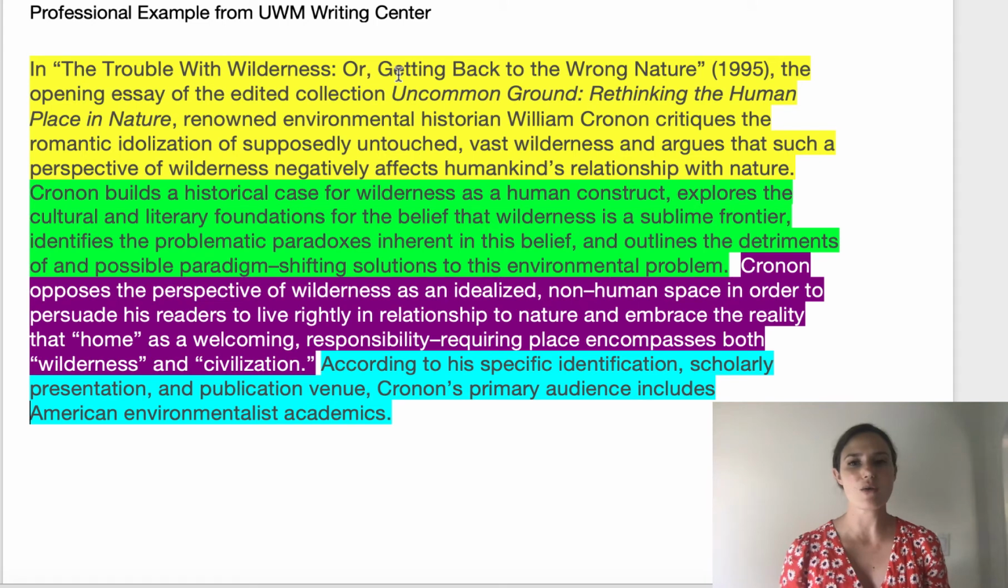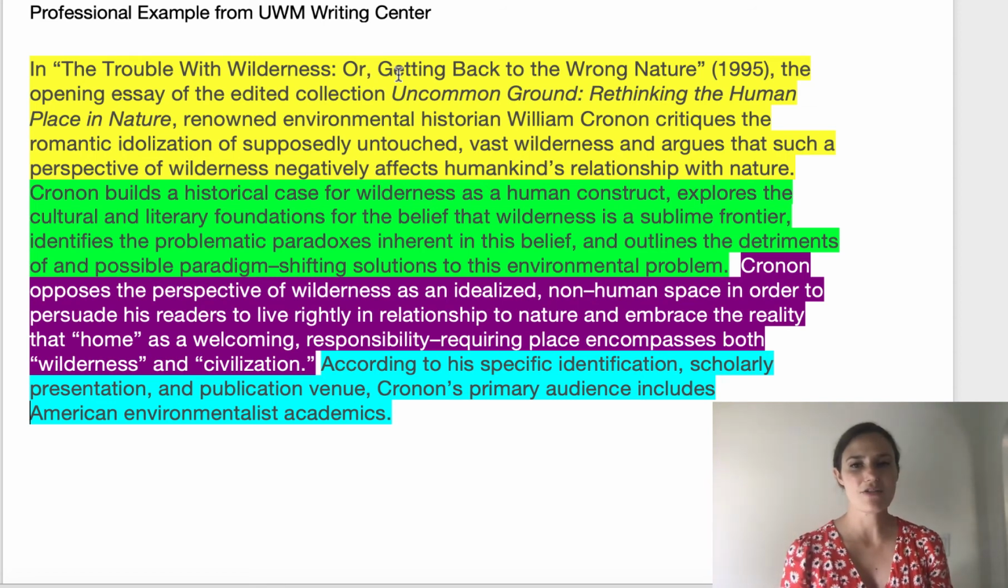So this gets to the why. Why is Cronon making this argument? What is his purpose? What is he trying to do? The green sentence is all about the how. How is Cronon building this argument? The yellow sentence is all about just what. Who is Cronon? What is he arguing? Where did he argue it? What's his main idea? And then finally, we have the blue sentence.